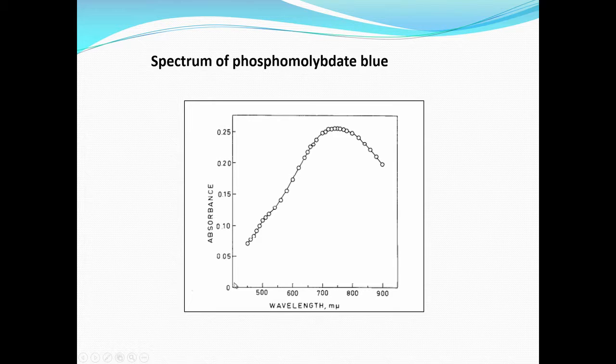So, this is the spectrum of phosphomolybdate blue, and you can see that the lambda max is somewhere around 700. It is fairly flat in the maxima region. So, you can use even a colorimeter for the determination instead of a spectrophotometer.